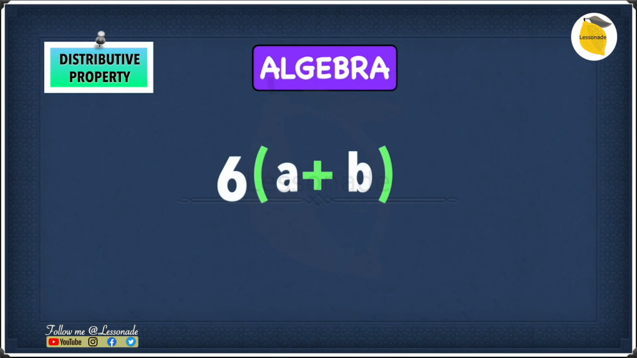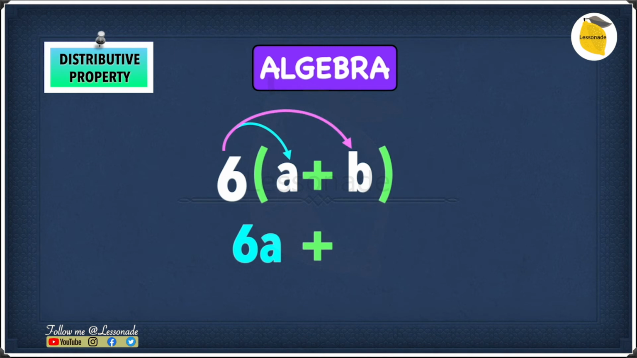And this example we have is obviously very simple. It is 6 brackets a plus b. We first distribute the 6 to the a, which gives us 6a. And then we do 6 to the b, which means you get 6b. So we get 6a plus 6b as the answer.